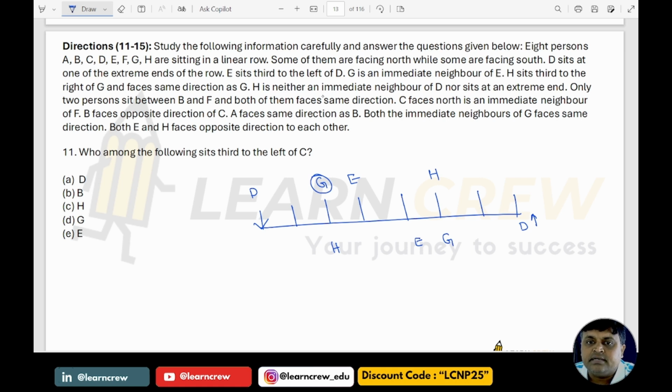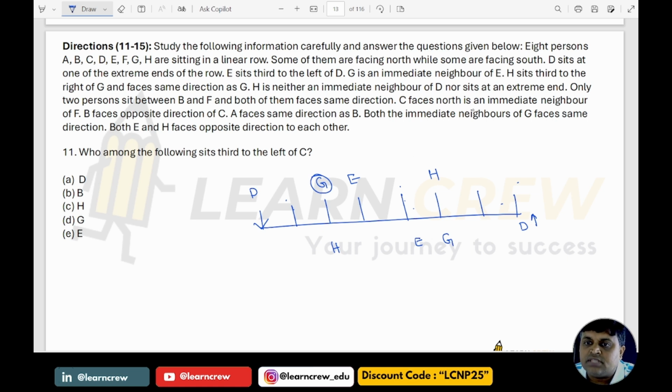Now, next one. H is not the immediate neighbor of D. Satisfied? Nor sits at an extreme end. Only two persons sit between B and F. So this can be B, this can be F. This can be B, this can be F. These two and these two, B and F. And both of them face same direction.